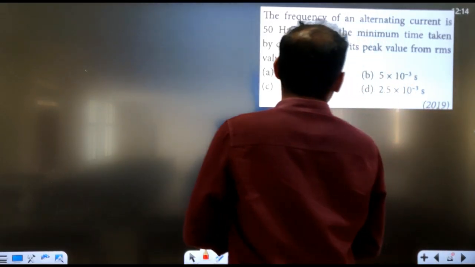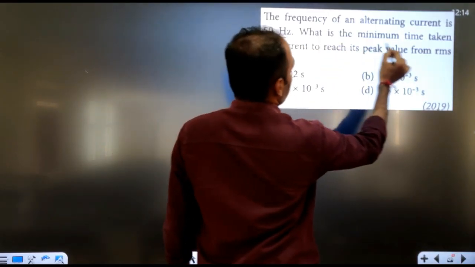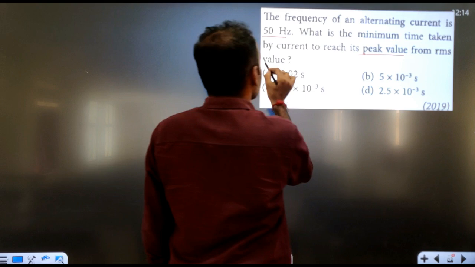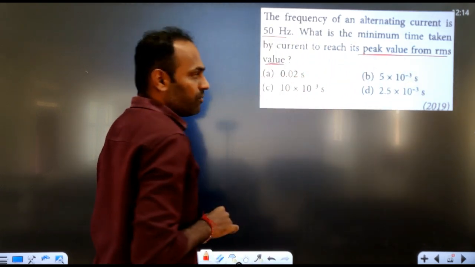The frequency of an alternating current is 50 hertz. Frequency is given. What is the minimum time taken by the current to reach peak value from RMS value? Peak value from where they are asking, from RMS value.